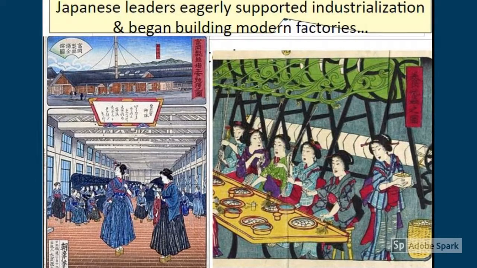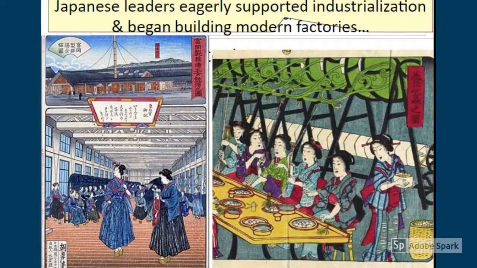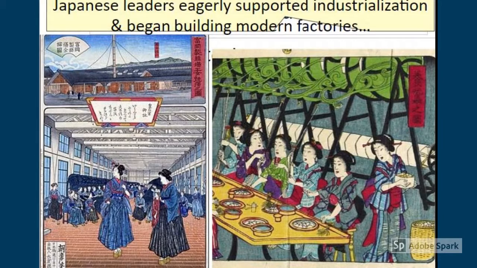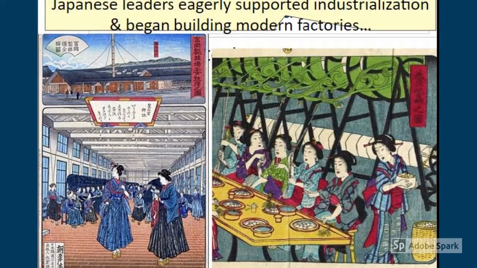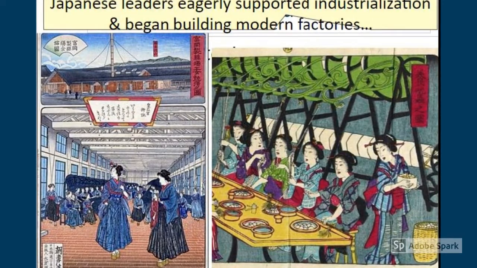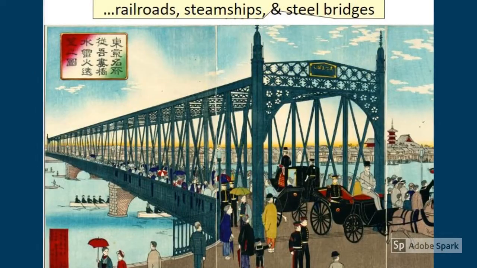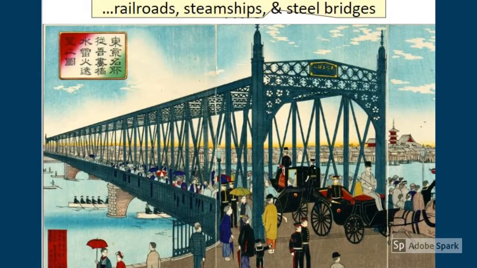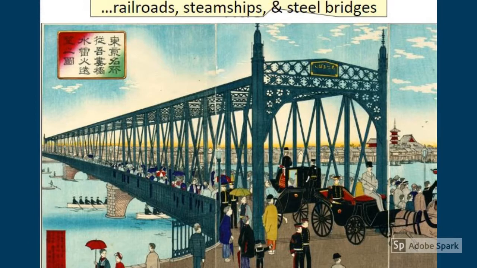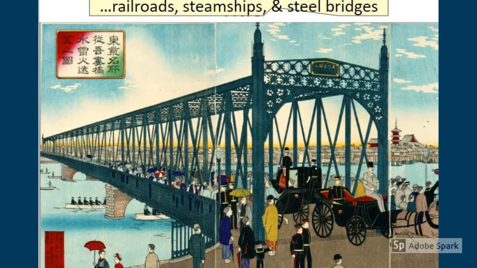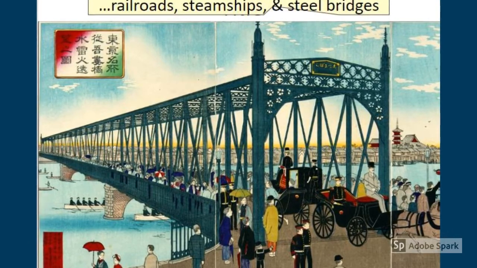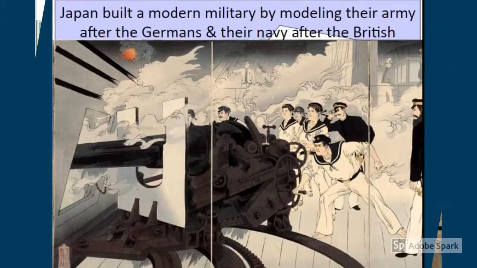They also realized they needed to be able to make their own goods and not have to rely on the West to make things for them. So, Japan built modern factories. They also start to improve their architecture by incorporating steel to make things like bridges and tall buildings. They also developed their own railroad lines and steamships.